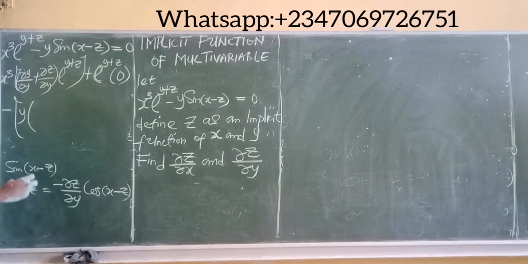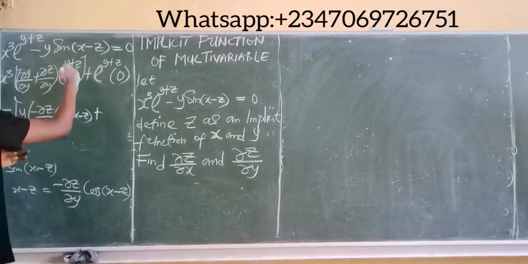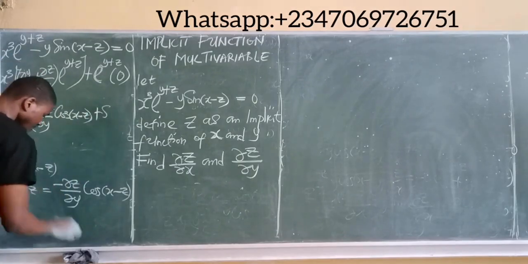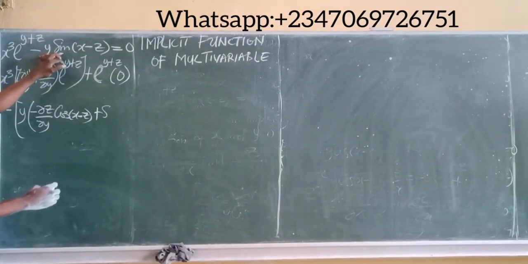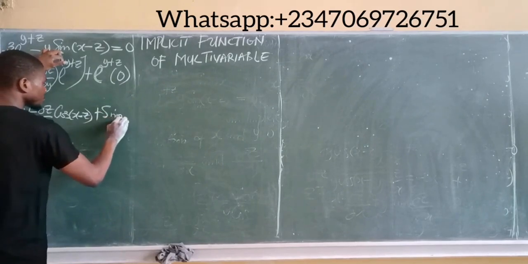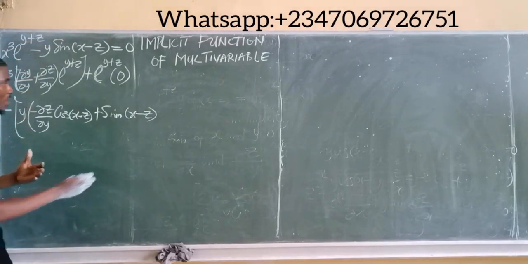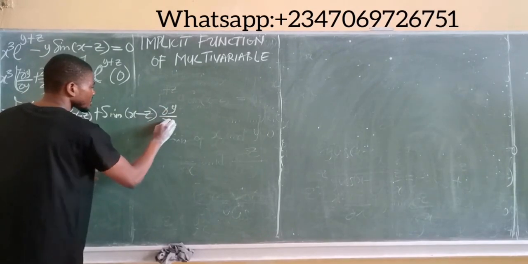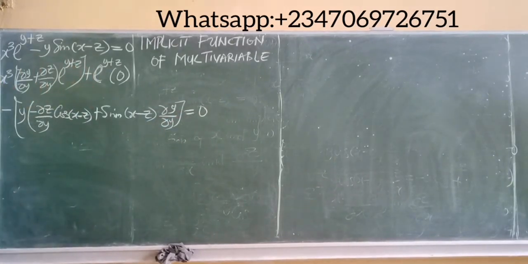So this becomes the whole derivative for sine x minus z. Therefore, from the rule, keep y constant, which I have done, then differentiate sine x minus z, and that simply gives us minus partial z partial y cos x minus z. Now plus, you now keep sine x minus z constant, then you differentiate y. If I differentiate y with respect to y, I will simply have partial y all over partial y, which is the same thing as 1. And the whole of this is equal to 0.